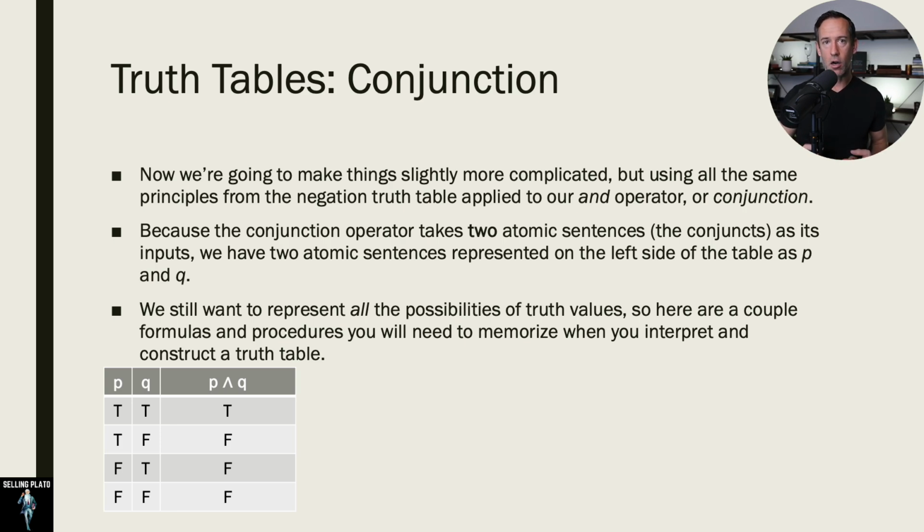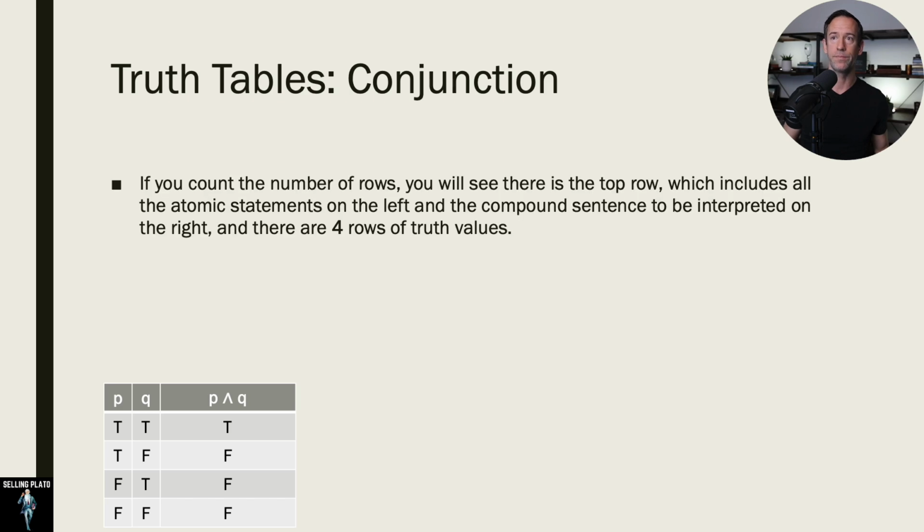So here are a couple formulas and procedures that you're going to need to memorize. Get these down, write them down somewhere if you need to, when you interpret and construct a truth table. Because there is, again, an automated, calculated way that we figure out what's going on the left-hand side, our atomic sentences. How do you figure out what all the possible truth values are? There's a very simple way that we can boil down. And here I'm going to show you.